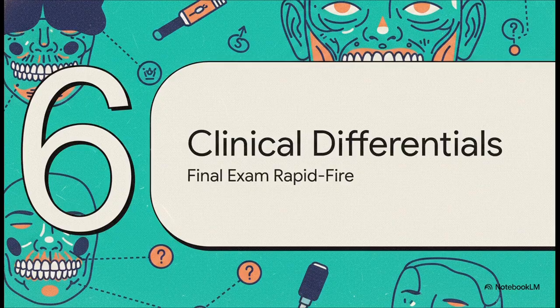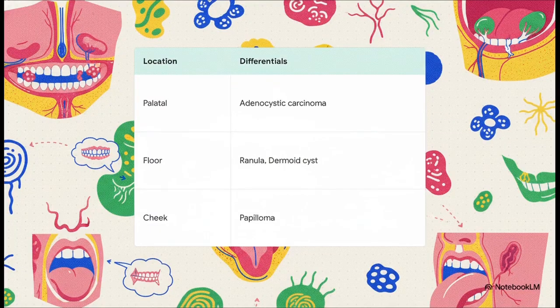All right, final sprint. Section 6, High-Yield Clinical Differentials. The final exam rapid fire. You need to mentally file away these anatomical locations right now because they drastically narrow down your differential diagnosis. If you see a swelling on the palate, your brain should immediately snap to adenoid cystic carcinoma, torus palatinus, palatal abscess, or pleomorphic adenoma. Swelling in the floor of the mouth, start thinking ranula, dermoid cyst, Ludwig's angina, or a lymphoepithelial cyst. On the cheek, papilloma or verrucous carcinoma.